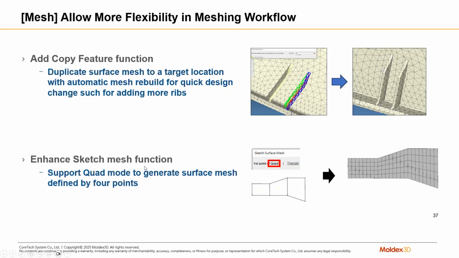We've also added the ability to sketch quadrilateral elements. Before we could only sketch triangular elements, but now you do have the ability to sketch quadrilateral elements in addition. This helps with the creation of structural mesh, but can also help in certain regions of the part where you want to create a quadrilateral element instead of a triangular element.